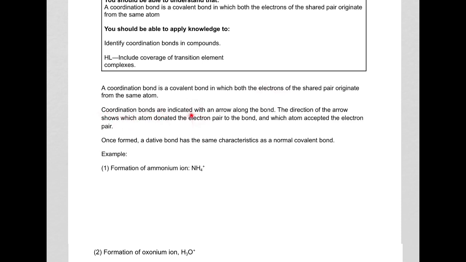Coordination bonds are indicated by an arrow along the bond. For example, if oxygen is going to be donating electrons to carbon, it's going to be shown like this. So you can have 2 normal covalent bonds and then 1 coordination bond. It's going to be shown like this, where the direction of the arrow shows which atom donated the electron pair.